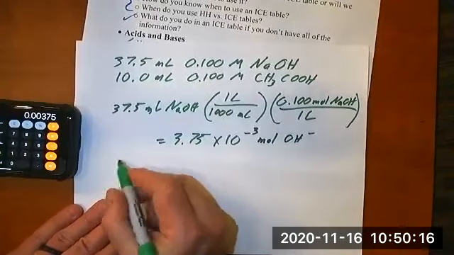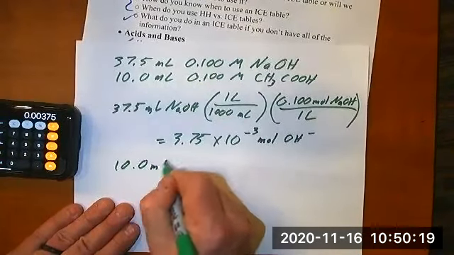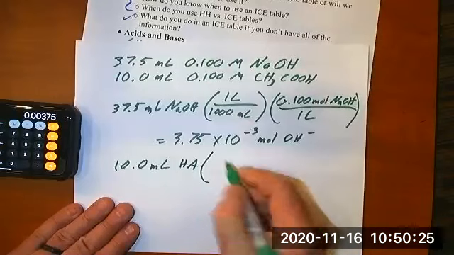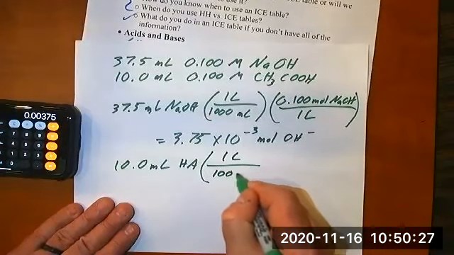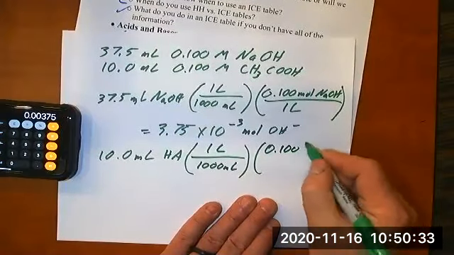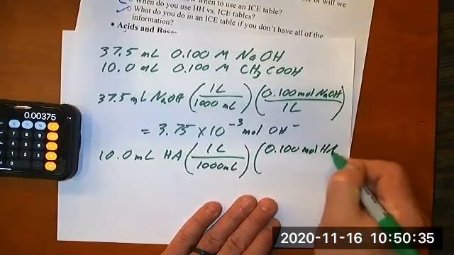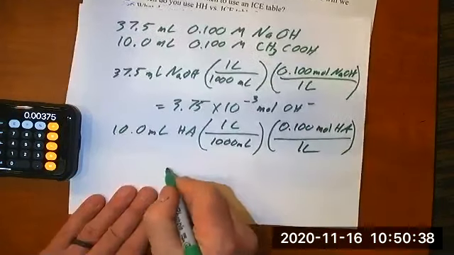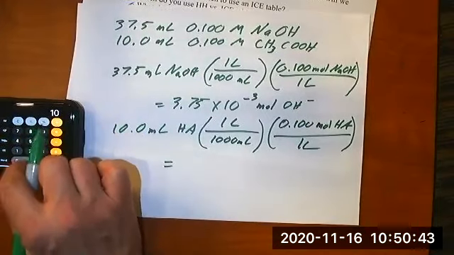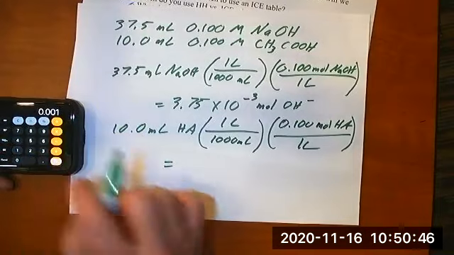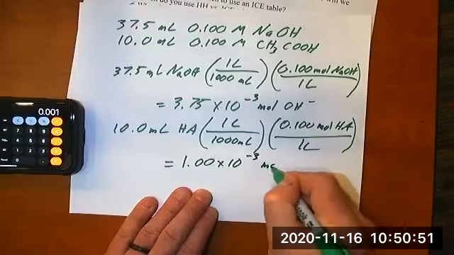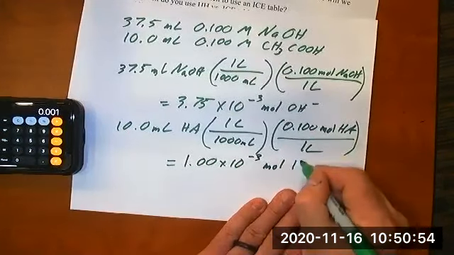How much acetic acid did we have? Well, we do exactly the same thing, but with the different concentration. I'm just going to abbreviate this as HA for our acid. 1 liter, 1,000 mL. We use our concentration. So 10 divided by 1,000 times 0.1 gives us 1.00 times 10 to the minus 3 moles of HA.